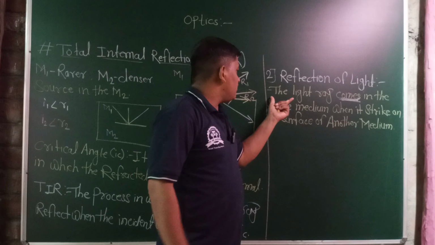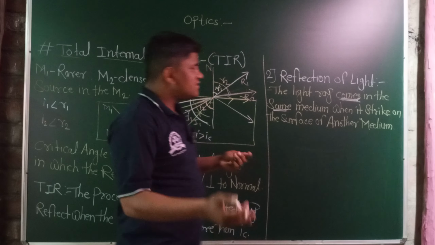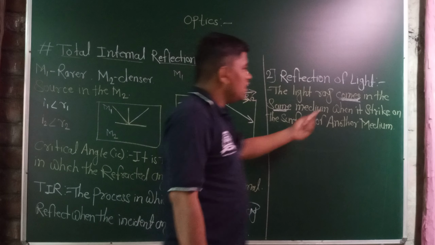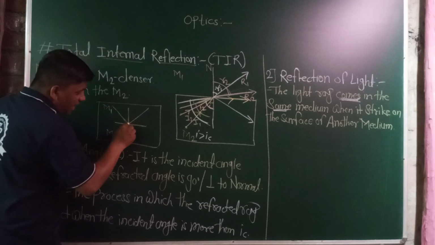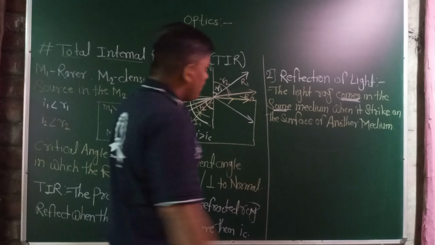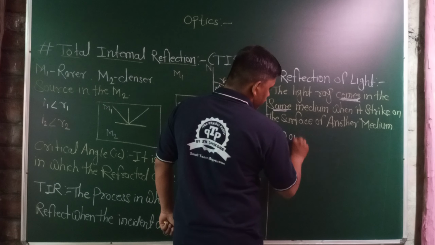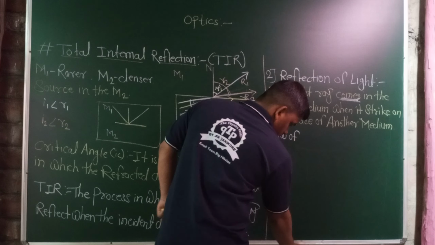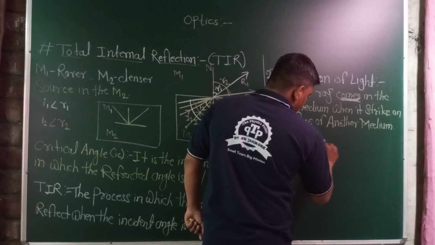Again, the definition of reflection of light: the light ray which comes in the same medium, when it strikes the surface of another medium. Then the law of reflection.